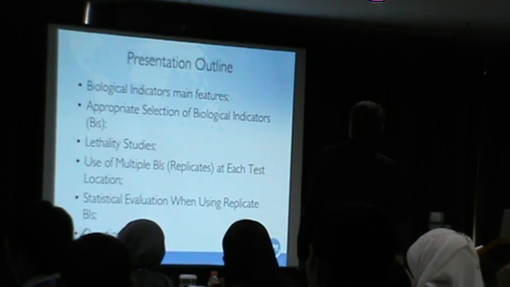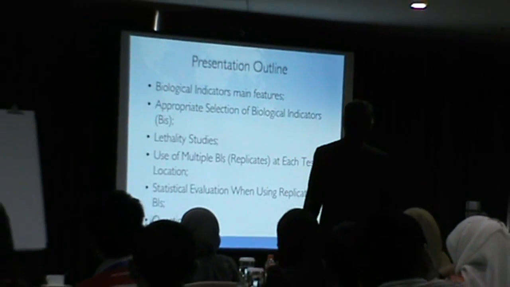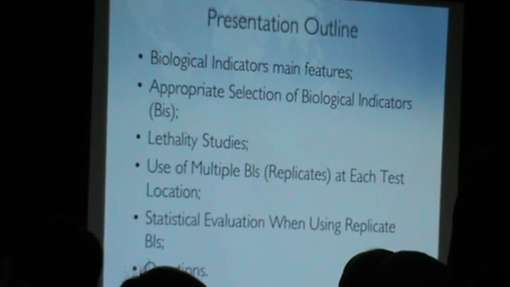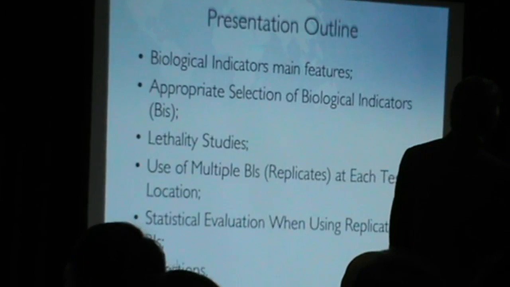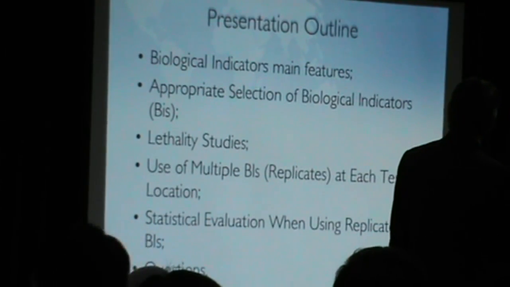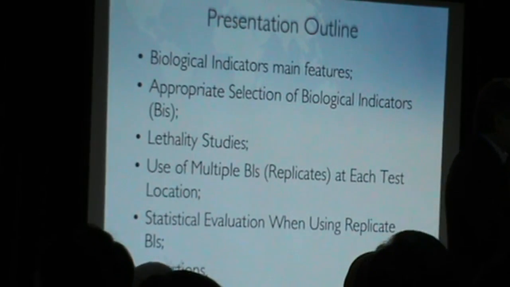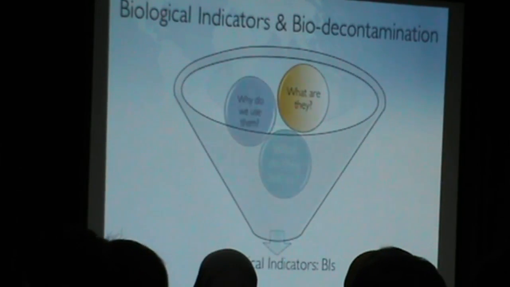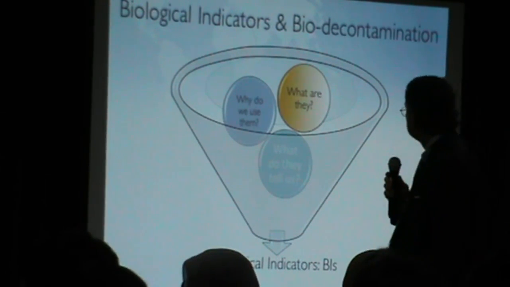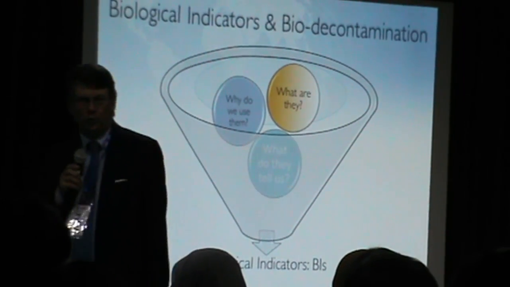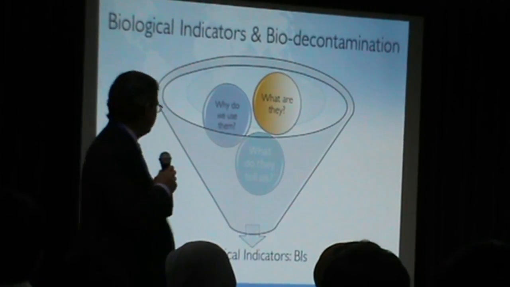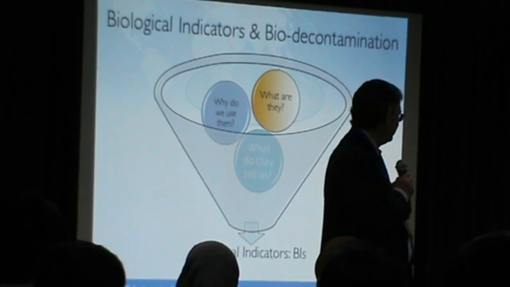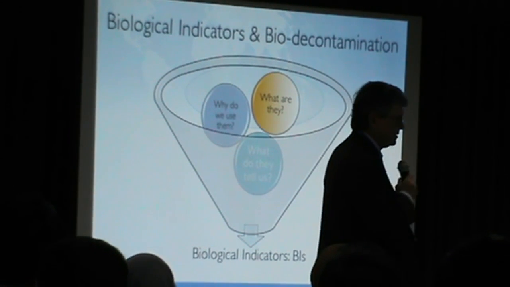So in this presentation we are going to talk about biological indicators, the selection, lethality studies, use of multiple BIs for each location, also statistical evaluation, and also at the end questions. So, what are they? Good question. We will answer. Why do we use them? Another good question. And then, what do they tell us?